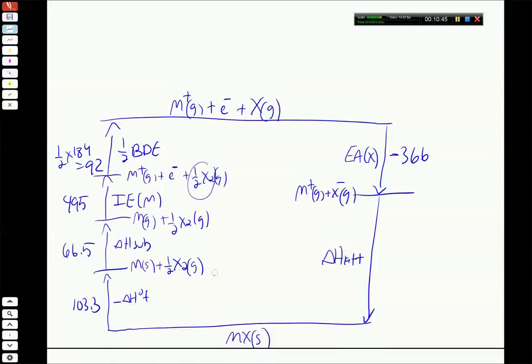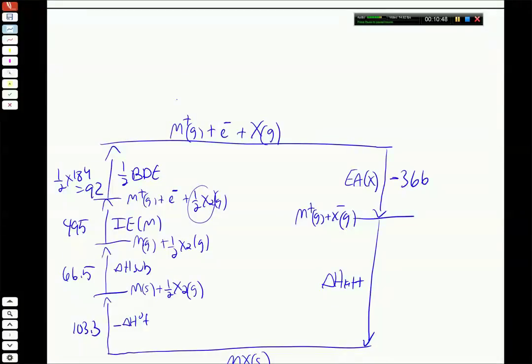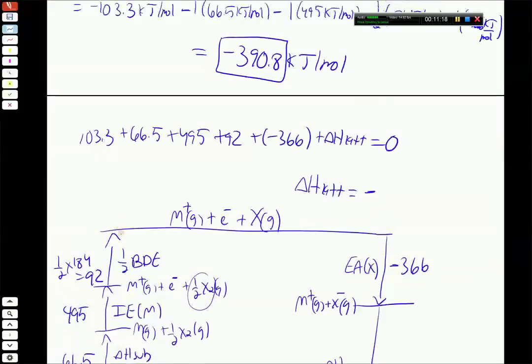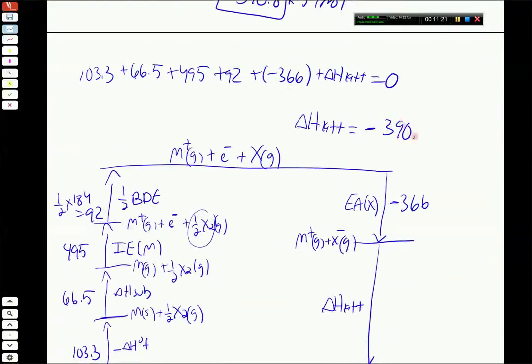So what we're going to do is add all of these numbers together as we go around this cycle, and the sum of those is going to be equal to 0. So 103.3 plus 66.5 plus 495 plus 92, and then plus minus 366 plus the lattice enthalpy. The sum of all of those has to equal 0, and when we solve for lattice enthalpy we get the same thing, minus 390.8. So mathematically these two work out the same.